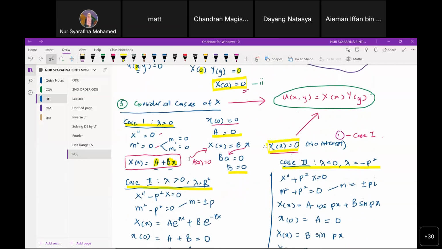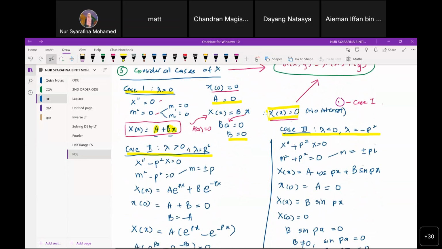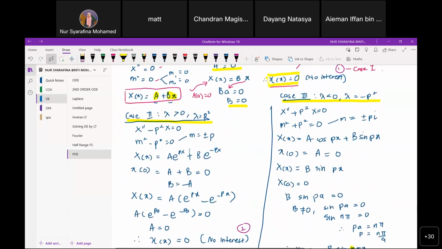Okay. And then proceed with the second case. In our second case, lambda should be greater than 0. So let it be p squared. Then just substitute to the ODE. The characteristic equation m squared minus p squared will give you m equals plus minus p, where this is real and distinct. So when it is real and distinct, then this is the solution, right?